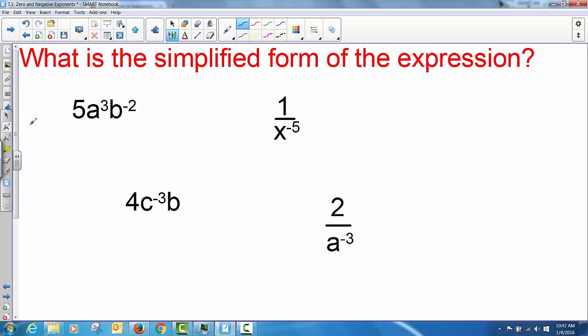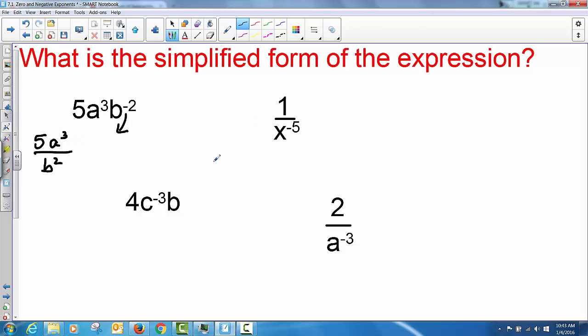So, what is the simplified form of these expressions? We'll do the first one together, and then you do the rest of them. We've got 5a to the third, b to the negative 2. Now, for me to make this b to the negative 2 positive, it has got to go to the other side of the divisor line. So this is going to be 5a to the third over b squared. Okay? To make this positive, it has to go to the other side of this line. The a to the third stays, the 5 stays.